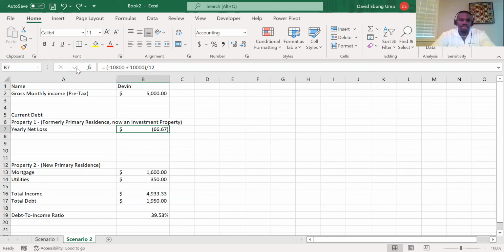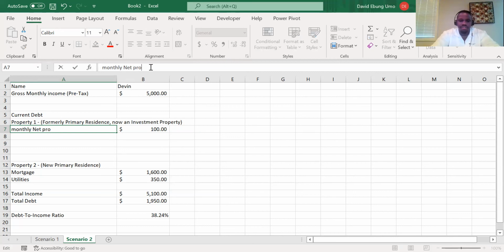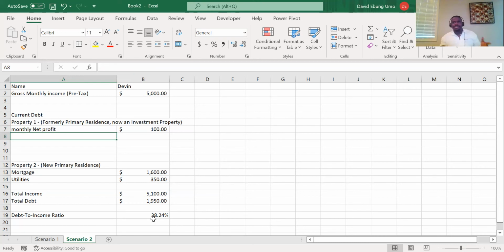And going back to the fourth scenario, he had a monthly profit, because obviously he's making positive $100, and that made his DTI 38%. Now, obviously, in this case, where it's anywhere from 38 to 39%, it's probably inconsequential. So in a case like that, I'll probably say it doesn't really matter. You'll probably be fine reporting that anyways.